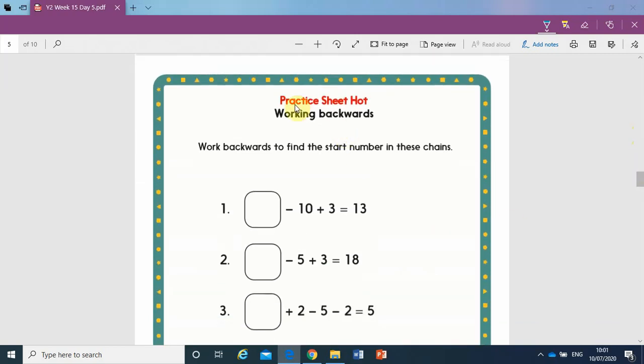And here we've got practice hot sheet. So again, it's much the same. Have a little bit of a think about it. A question number here. Take 10, add 3. Gives you 13. So you might need to work backwards on those to help you. Well, there's this one, working backwards. Okay, so what number, if you take away 10 and then add 3, gives you 13?